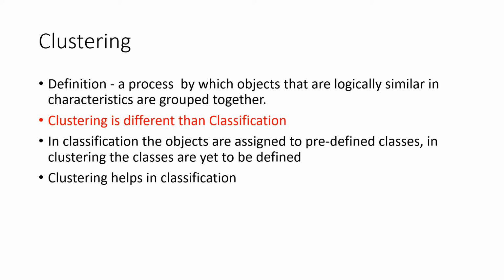Clustering is something that we might do naturally when we're sorting laundry. It's something that we probably did as kids when we sorted rocks. It's different than classification. Classification is something that a geologist does with rocks. Clustering is something that a kid does with pebbles. In classification, the objects are assigned to predefined classes. In clustering, the classes have yet to be defined.